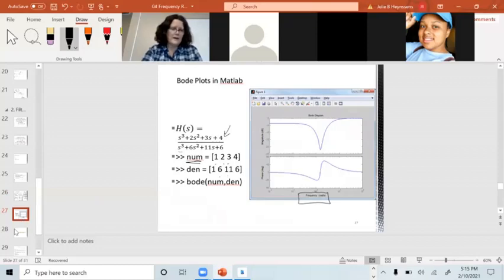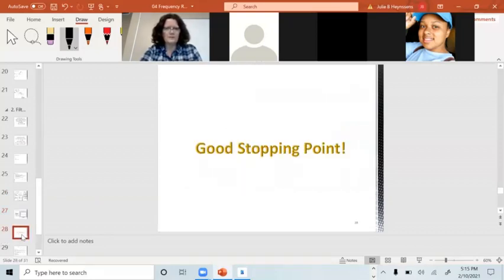Bode plots in MATLAB. We talked about that. Good thing to put up on your homework to check your homework. I will also help you with the Bode plots, and we are done.